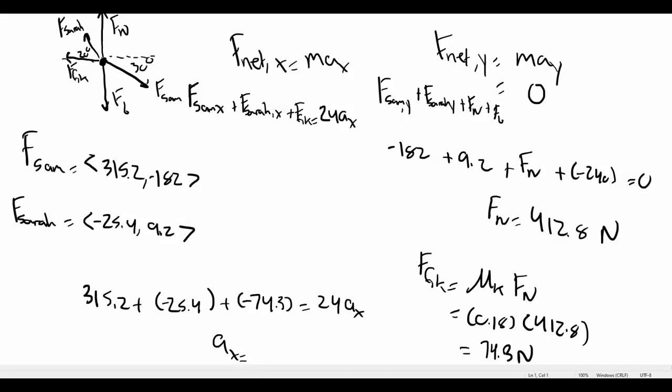And so AX is 315.2 minus 25.4 minus 74.3, and then divide by 24. That is, well, it rounds up to 9 meters per second squared. It's like 8.98, but of course you would have different values on yours. So that takes us through E. Please pause it there if you need to look at that. That is by far the hardest question on this test.